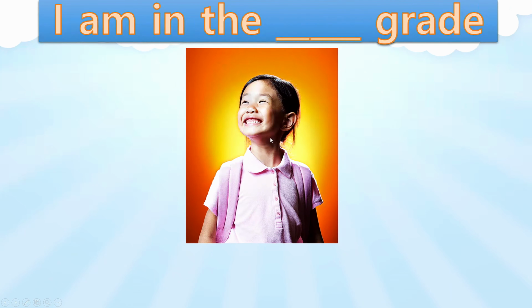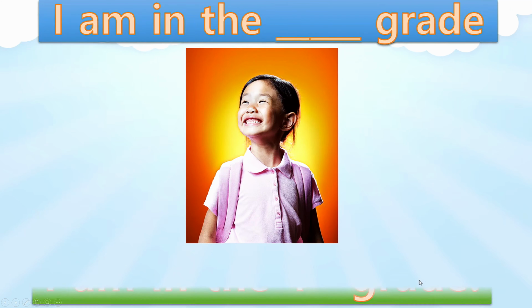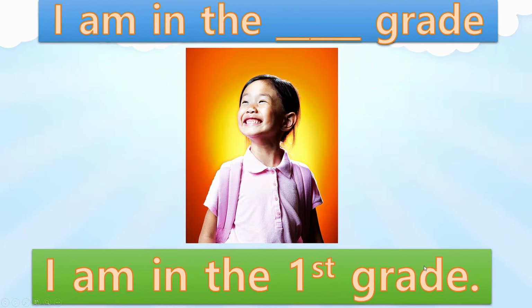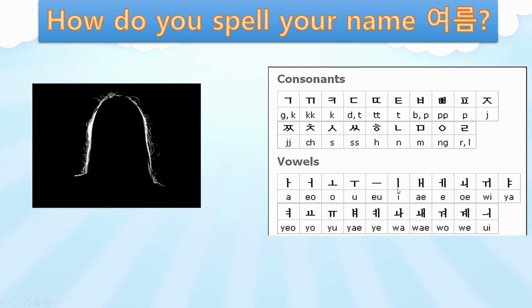She's in the 1 grade, right? 1 grade. How do we say that? I'm in the 1 grade? No, no, no, no. How do you say? In the 1 grade? No. I am in the 1st grade. Good job. See? You are awesome. So, how do you spell your name?